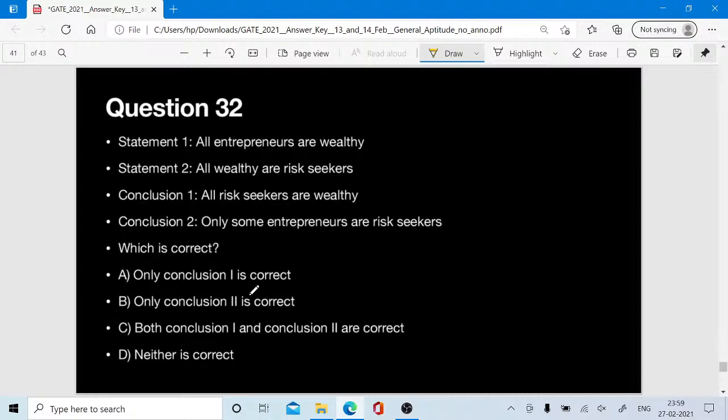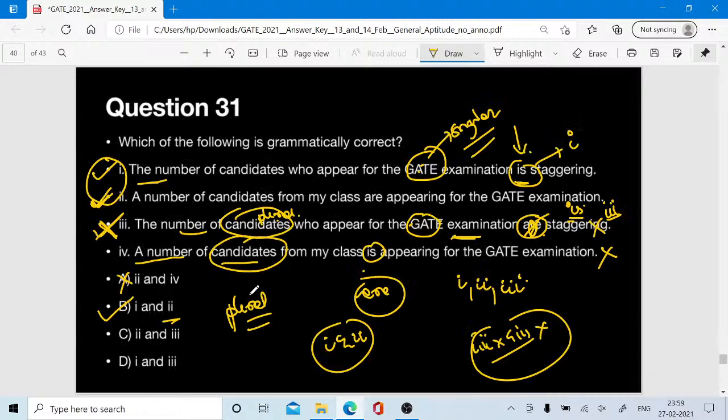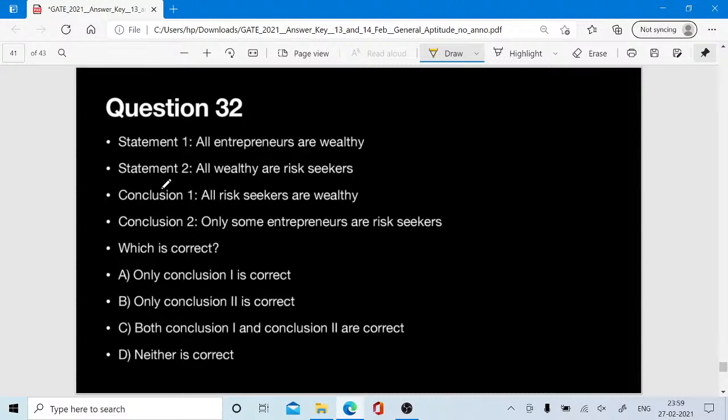No, that was not an MSQ. So that was a correct one. Are you asking about this question? The question 32, this question is correct. 1 and 2 is the right answer, B. So this question is fine. I made a mistake, a bit of confusion there.